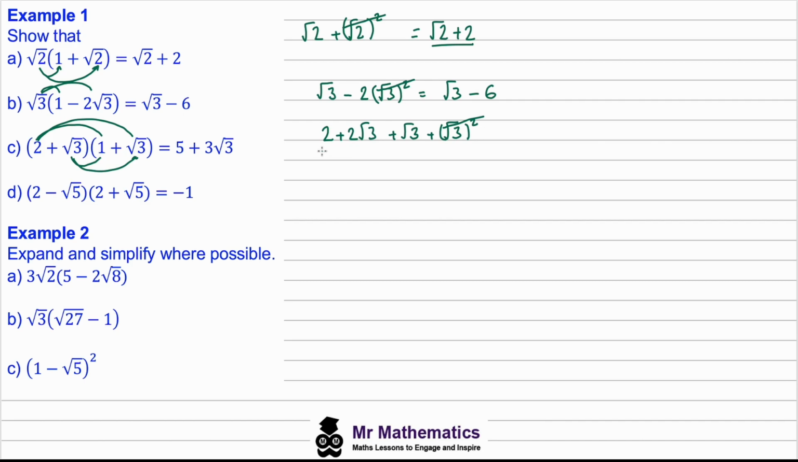So now we can add the integers. We've got the 2 plus the 3. This will give us 5. And then we've got 2 root 3's here, plus 1 more. So in total, we'll have 3 root 3's. Okay?